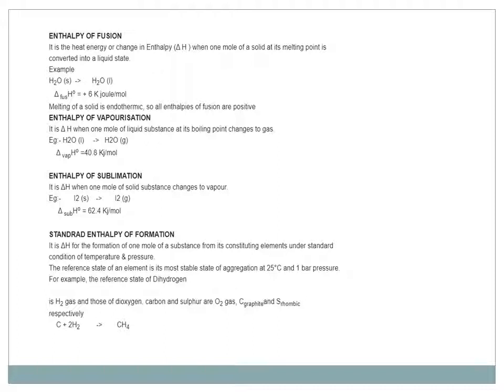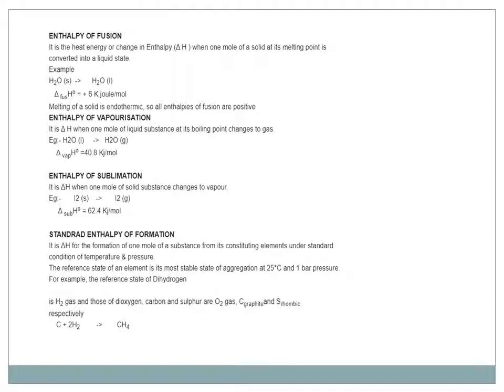Enthalpy of sublimation. It is the enthalpy change when 1 mole of a solid substance changes to vapor. That is, iodine solid changes to iodine gas. Solid directly changes to gas. The enthalpy change of sublimation is 62.4 kilojoule per mole. Dear students, you need not learn the values of these enthalpy changes. These are shown only to show their criteria: high value, low value, positive sign, negative sign.